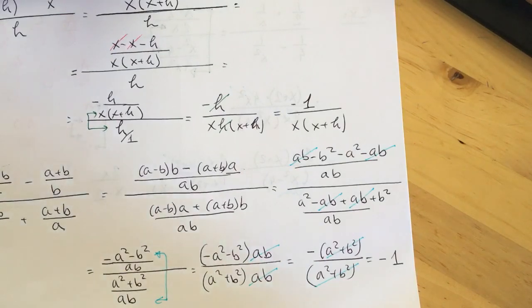Let me just check whether I made a mistake somewhere. I multiplied this one by b, so that's ab minus b squared minus a squared minus b squared minus ab. And here you have a squared minus ab plus ab plus b squared. It looks good. Okay.